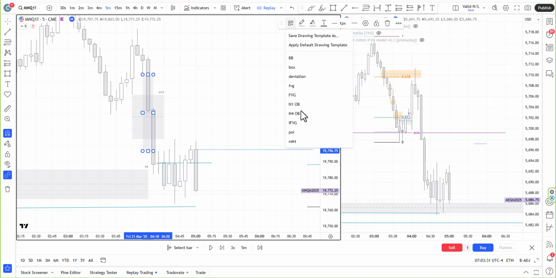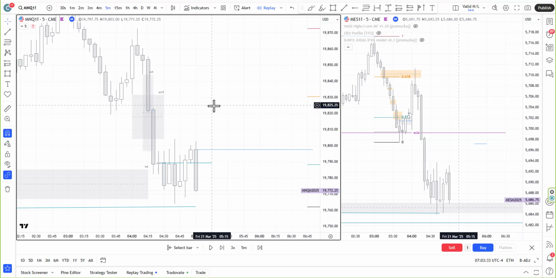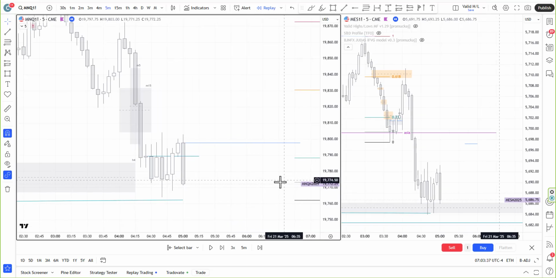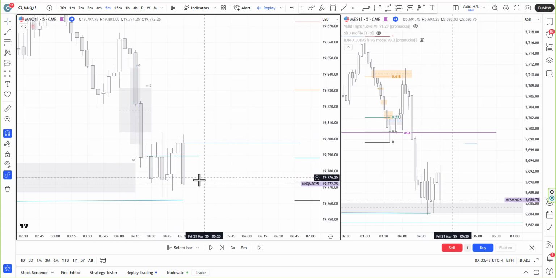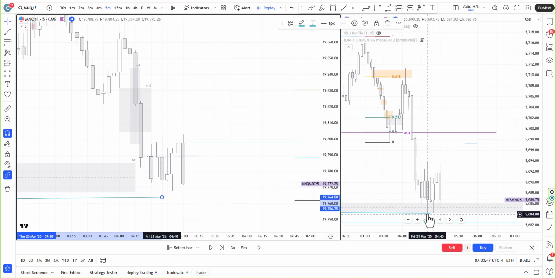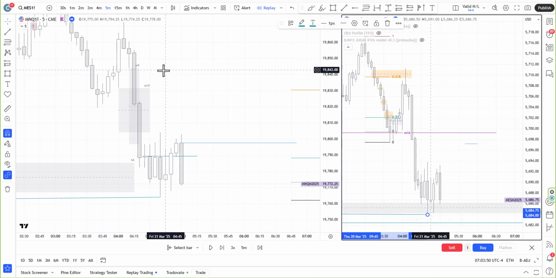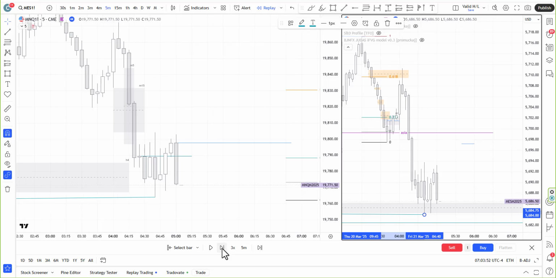So I'll mark it out. I won't do anything with it. So this just requires patience to see if you actually get a proper setup. Because I do want to have a clear fair value gap ideally to work from. So I'll just mark this and I'll mark this. What is price giving us?